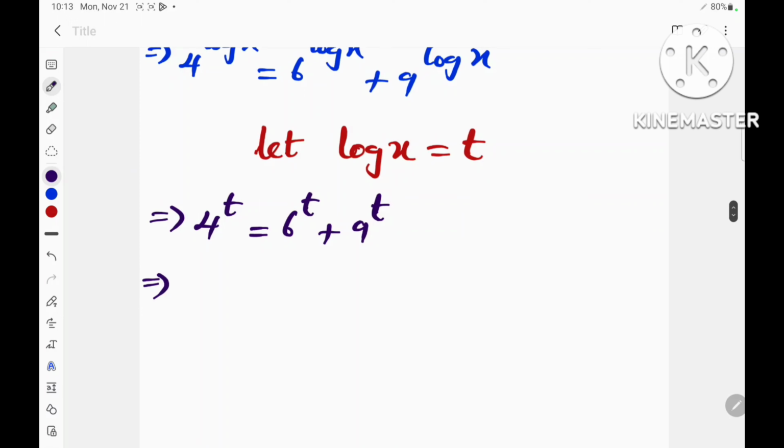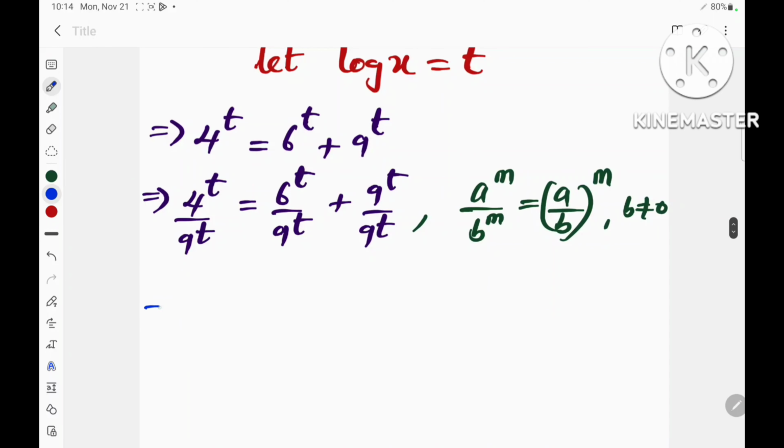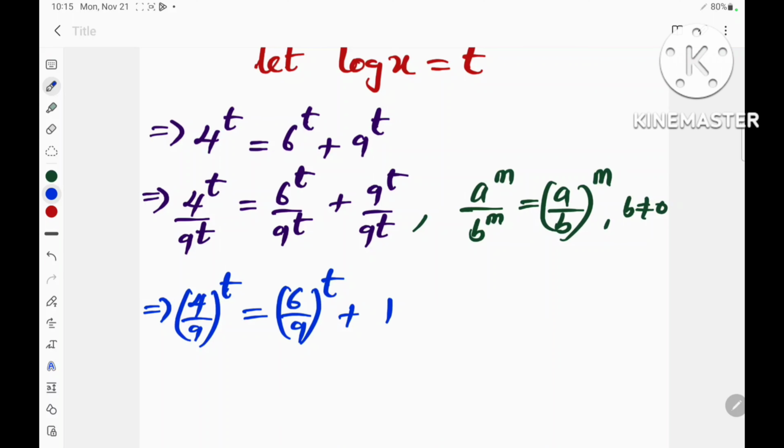And if you divide both sides by 9 raised to the power t, we have 4 raised to the power t divided by 9 raised to the power t, which is equal to 6 raised to the power t divided by 9 raised to the power t plus 9 raised to the power t divided by 9 raised to the power t. And we know that a raised to the power m divided by b raised to the power m is the same as a divided by b, all this raised to the power m, where b is not equal to 0. So this implies that 4 over 9, all this raised to the power t, is equal to 6 over 9, all this raised to the power t, plus 1.